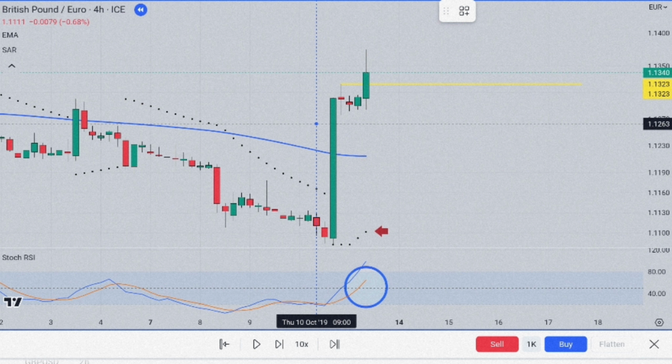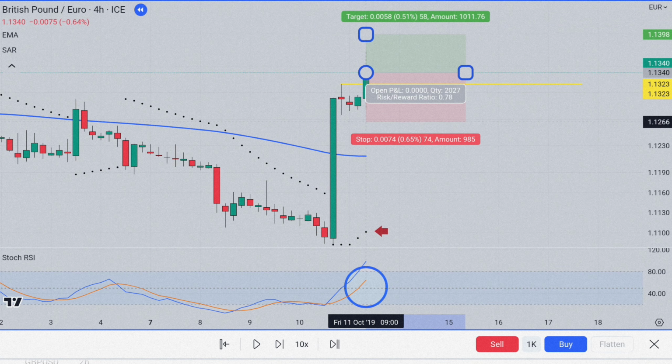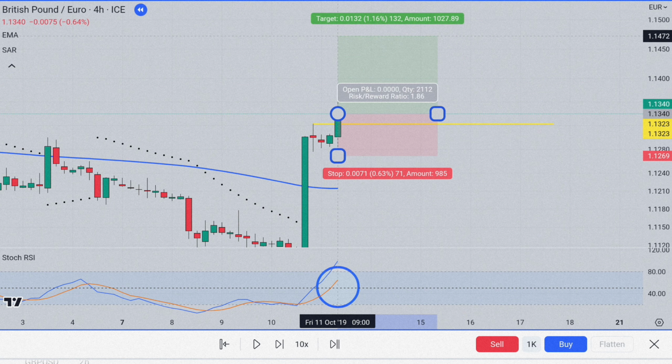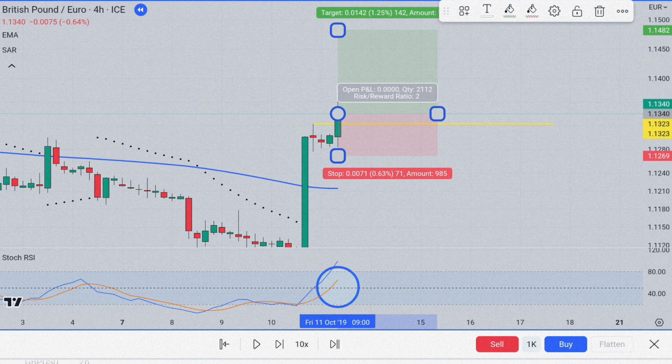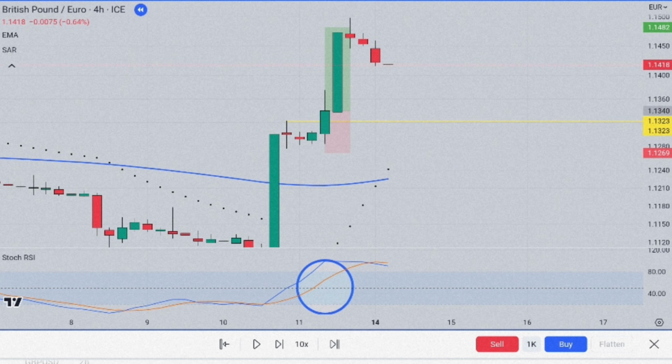The parabolic SAR indicator still maintains a buy signal below the price, and both lines of the stochastic RSI indicator are above the 50 level. We will place the stop-loss level below the last swing low, and our target will be a 1-to-2 risk-reward ratio. We have reached the target with a single candlestick.